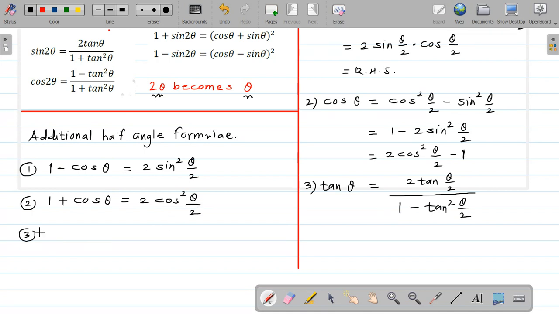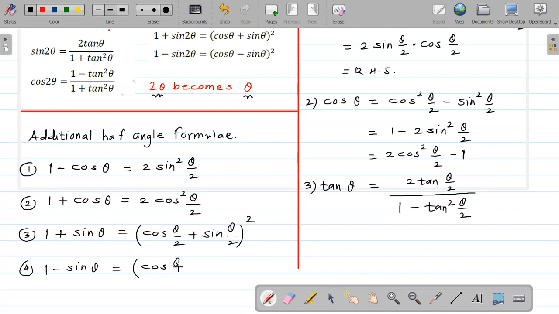Then the third one, just like 1 plus sine 2 theta, I will write 1 plus sine theta. Then I will get cos theta by 2 plus sine theta by 2, bracket square. And the fourth one, if I write 1 minus sine theta, it is just like 1 minus sine 2 theta, and we get cos theta by 2 minus sine theta by 2, bracket square.